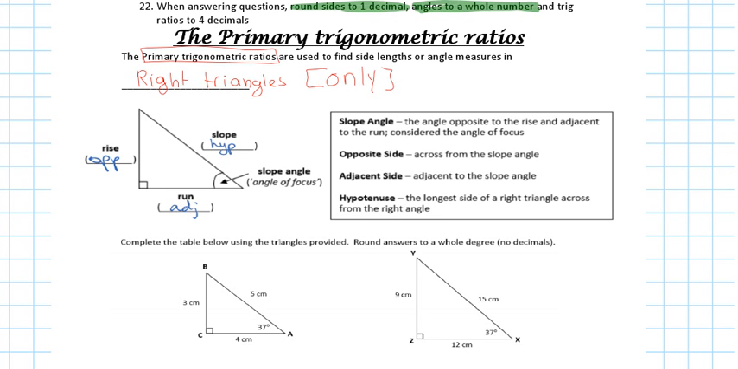Alright, so the first thing you need to do whenever you're using the primary trig ratios is label your triangle with the adjacent, hypotenuse, and opposite. That's your first step. Okay? So you see how you have the adjacent, because this is my angle of focus. You have the hypotenuse, and you have the opposite. That's the first thing you have to do. We're going to talk more about this in the next page.